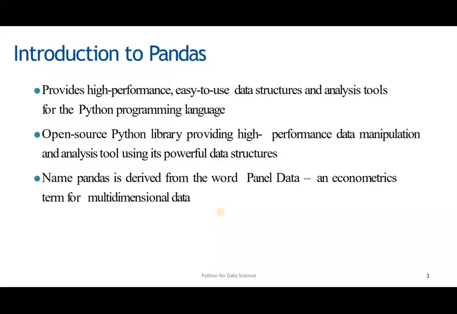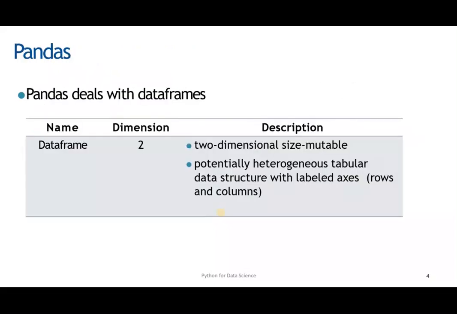The name Pandas is derived from the word panel data, which is an econometrics term for multidimensional data. So here you can see the description of data frames. Data frames consist of two dimensions. The first dimension is the row and the second dimension is the column. That is what we mean by two-dimensional and size mutable.